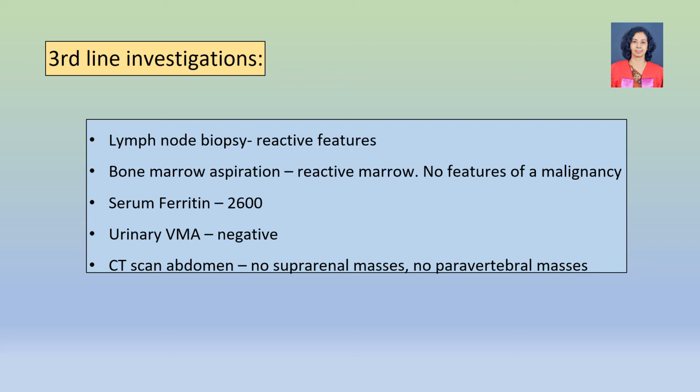We have also done a urinary VMA level, which is negative. It is a marker of a neuroblastoma, right? So now I think almost 100% we have ruled out a malignancy. CT scan abdomen also revealed no suprarenal masses or paravertebral masses. All right, so now are we able to arrive at a most likely diagnosis for our patient?